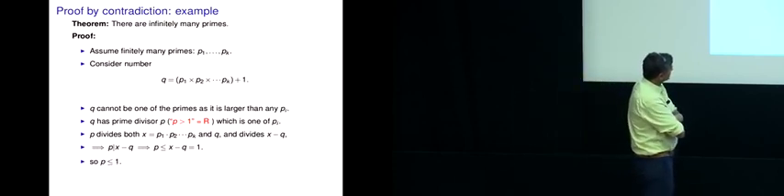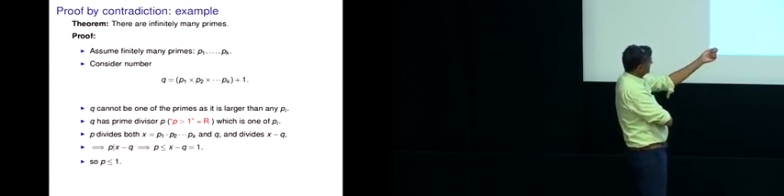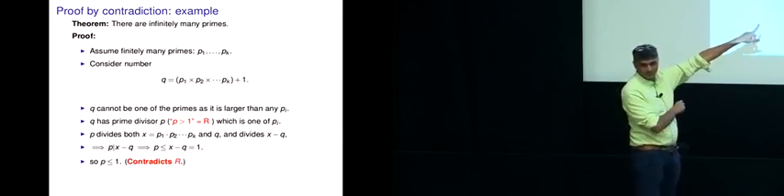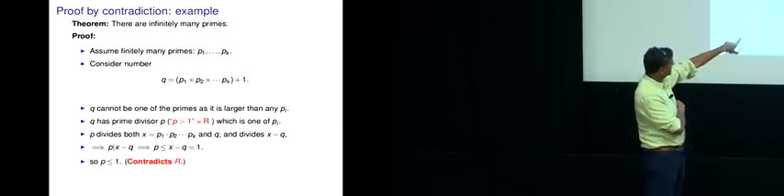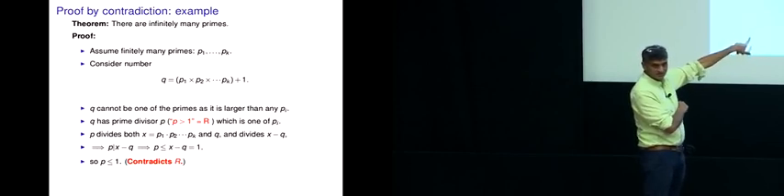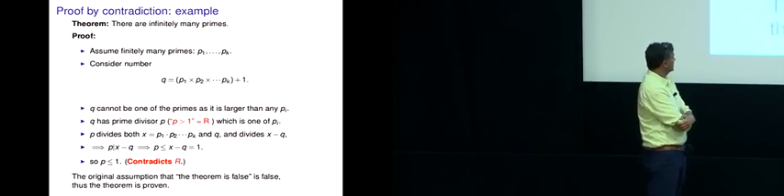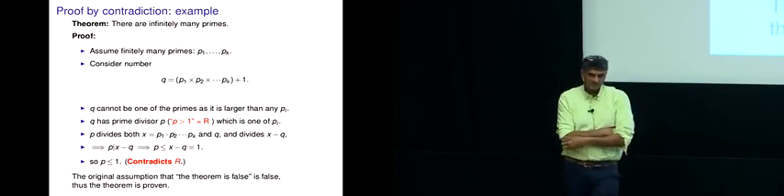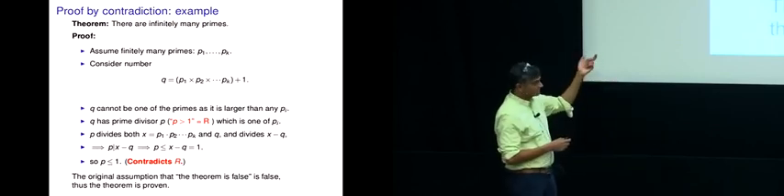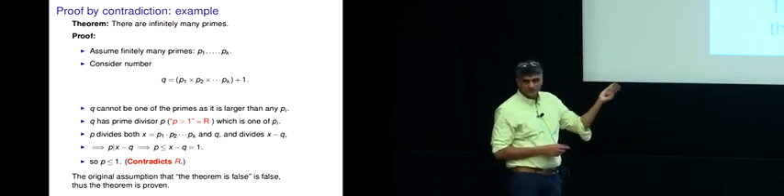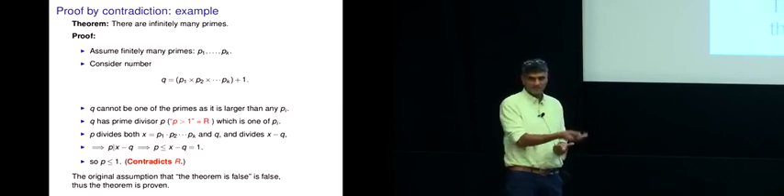So that tells us that if p divides q minus x, p must be less than or equal to 1. Over there, we said p is greater than 1. So these are contradictions, right? So that tells us that the original statement that there's finitely many primes is false. If there's not finitely many primes, there must be infinitely many primes.